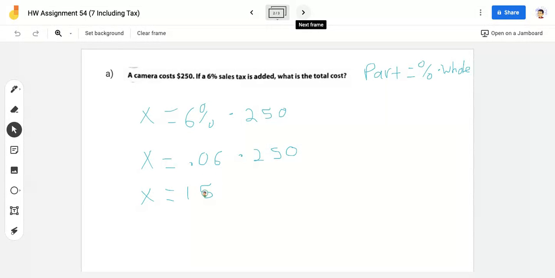And what does x represent here? Well, x just represents the tax. So we need to take that $15 and add it onto that original price. So 250 plus 15 is equal to $265, which is the price including the tax.